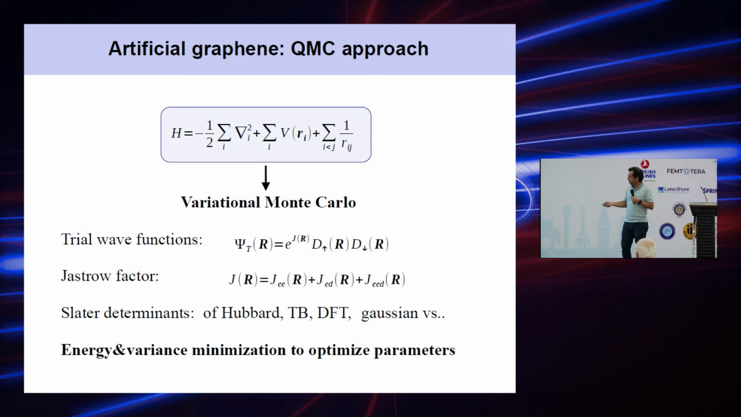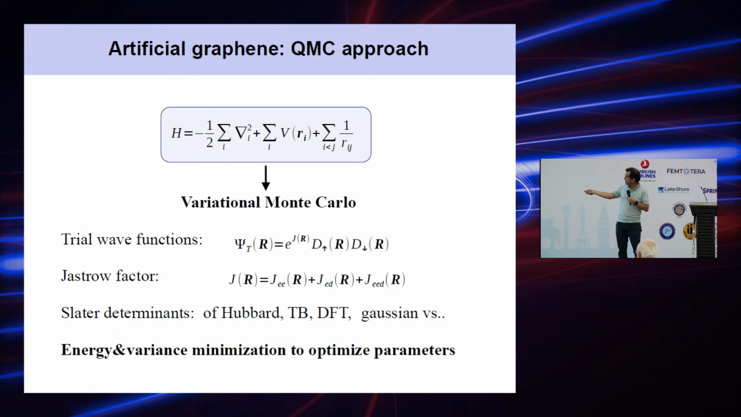So the idea is to build a trial wave function, which is a product of a Jastrow factor and Slater determinants of up and down electrons. This Jastrow factor actually is a very complicated polynomial with lots of optimization parameters, maybe 50, 60 parameters, which includes the effect of electron-electron correlations, electron-dot, electron-electron-dot correlations.